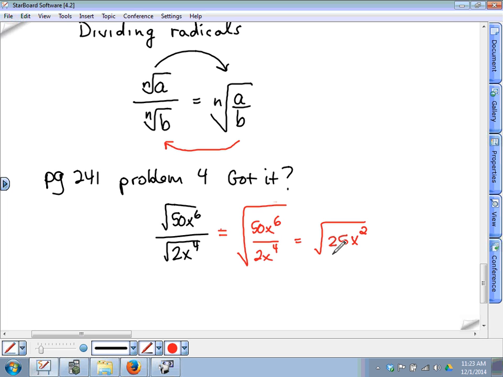Don't worry about it right now. We'll get it back in a second. x to the 6th divided by x to the 4th. When you're dividing, you subtract exponents. 6 minus 4 is 2.